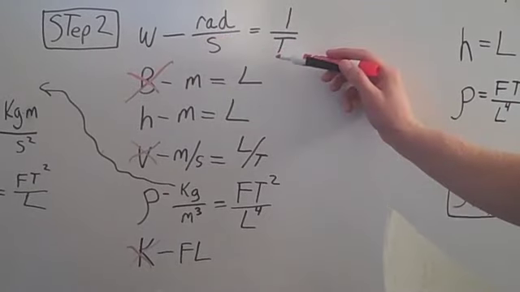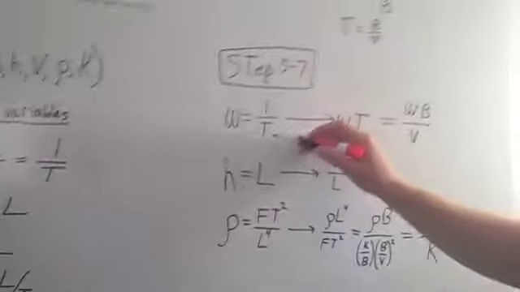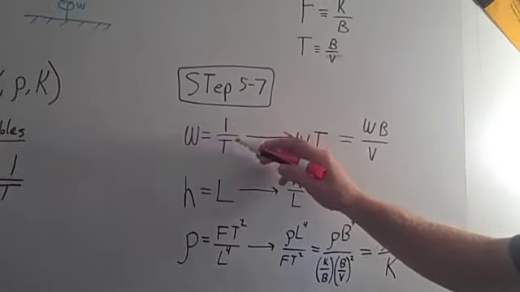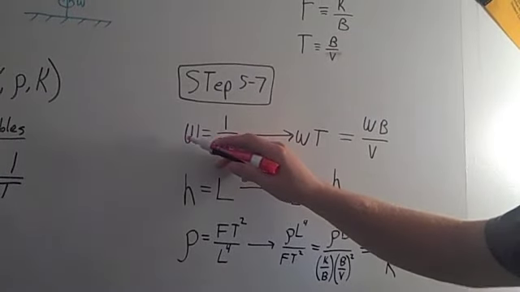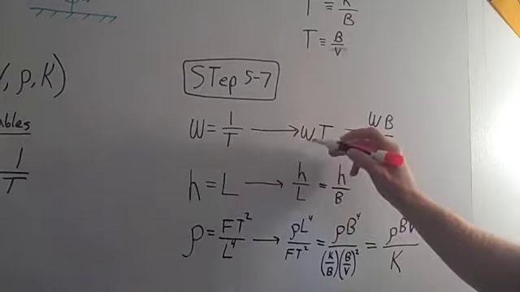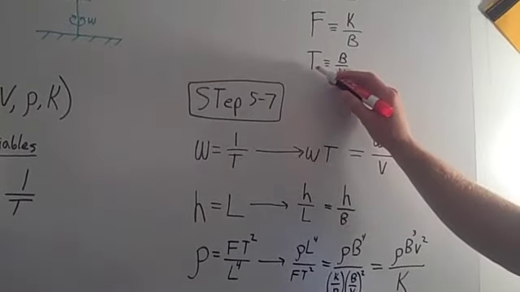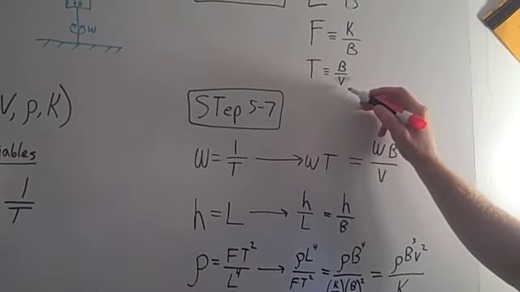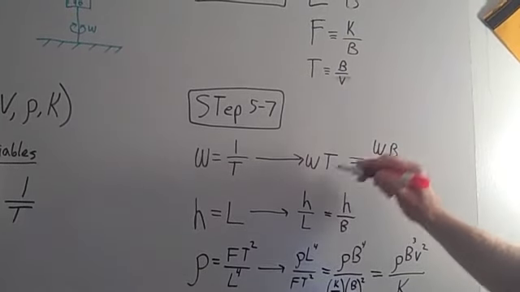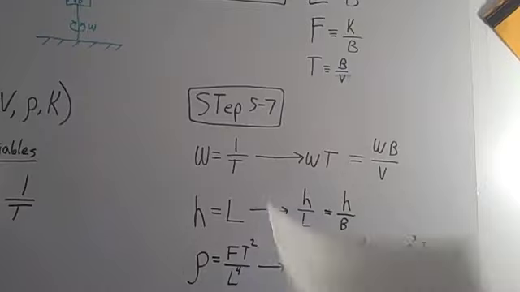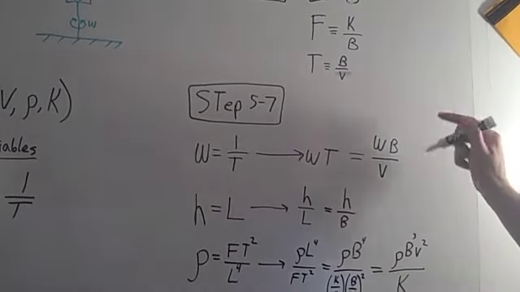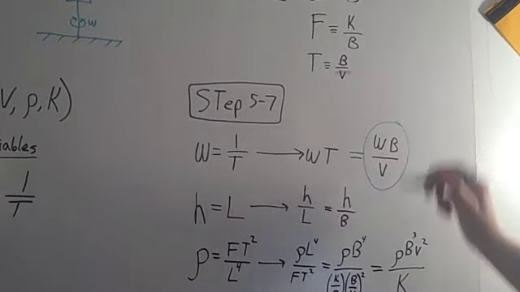Omega equals 1 over t. To get this to dimensionless, you have to multiply by t, which would therefore make it dimensionless. So omega t, and then once you have this, you take what you set t equal to in step 4, and you plug that in for t. And you end up with omega b over v. So that is your first pi group.